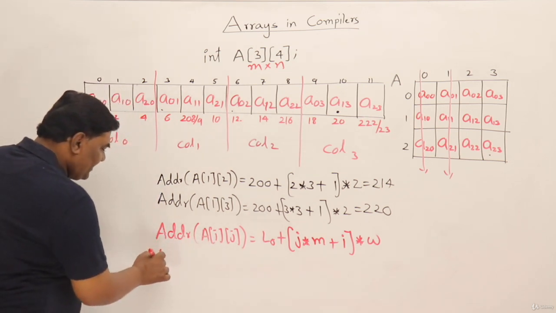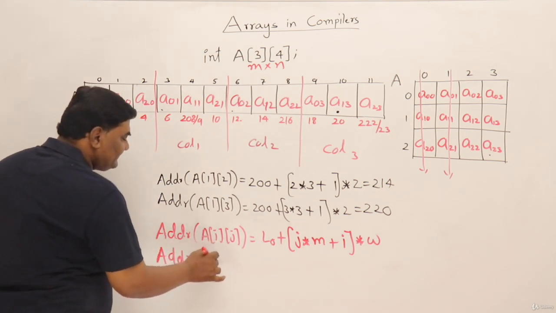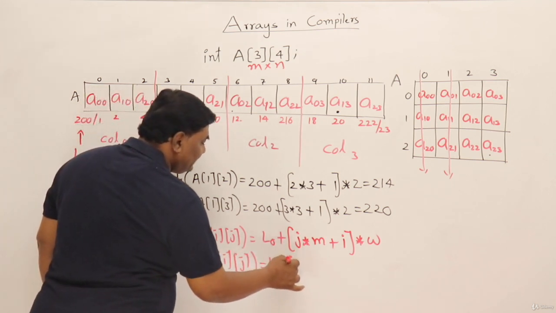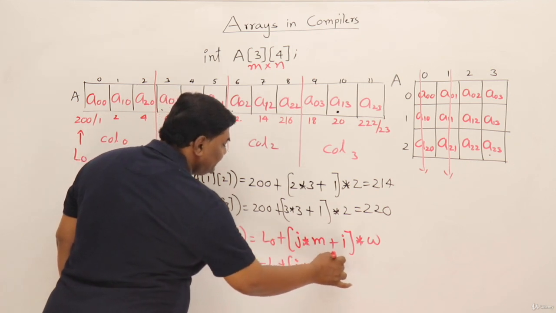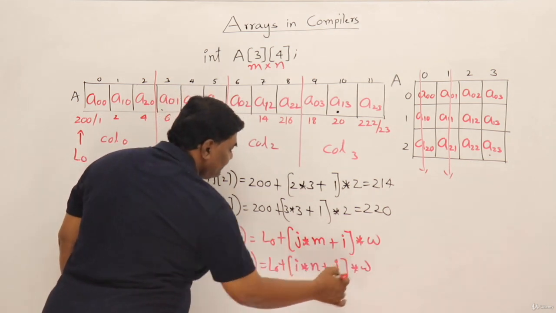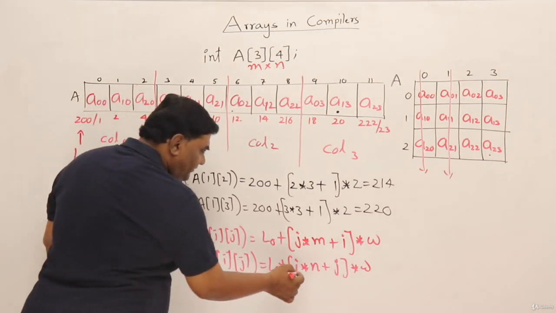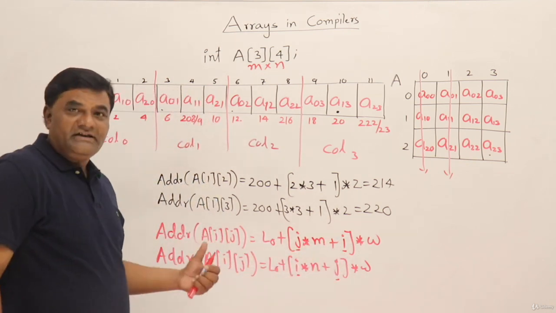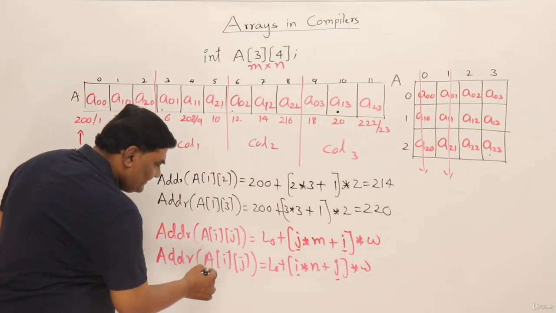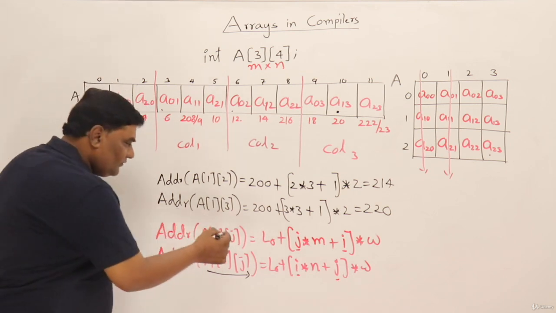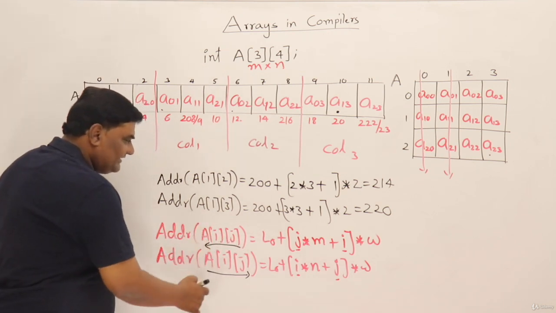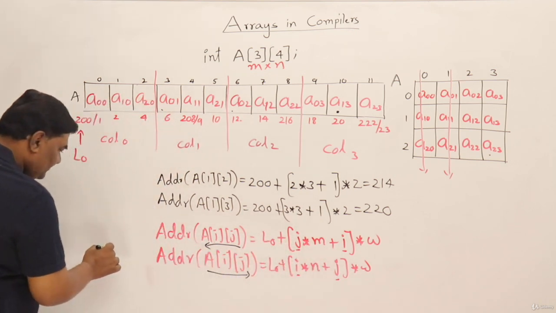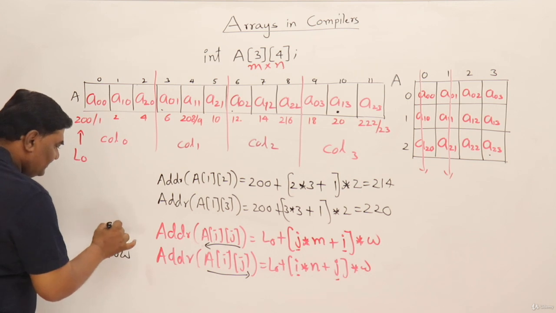I will write down row measure mapping formula also just below this one, so that we can see the difference between them. This was row measure formula L0 plus I into N plus J multiplied by W. So in row measure, I was used first, then J, but in column measure, J is used first, then I. So I can say that in row measure, we go from left to right, and in column measure, we go from right to left. So first J, then I. In row measure, first I, then J. So this is for row measure, and this is for column measure.